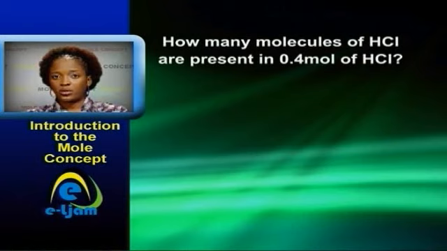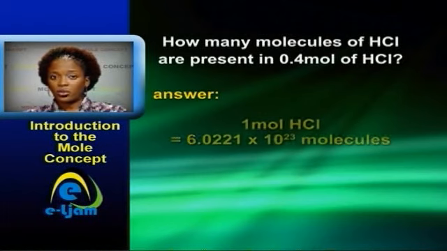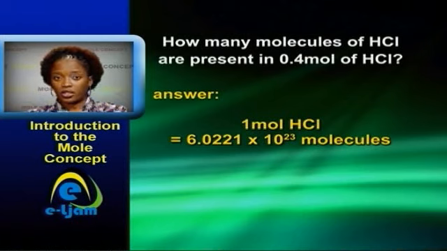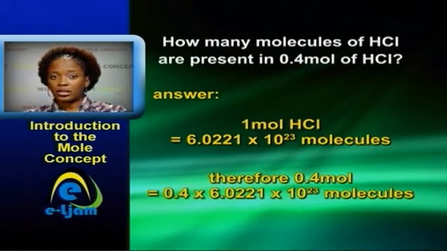How many molecules of HCl are present in 0.4 mole of HCl? 1 mole of hydrochloric acid equals Avogadro's number of molecules. 0.4 mole equals 0.4 times Avogadro's number of molecules.